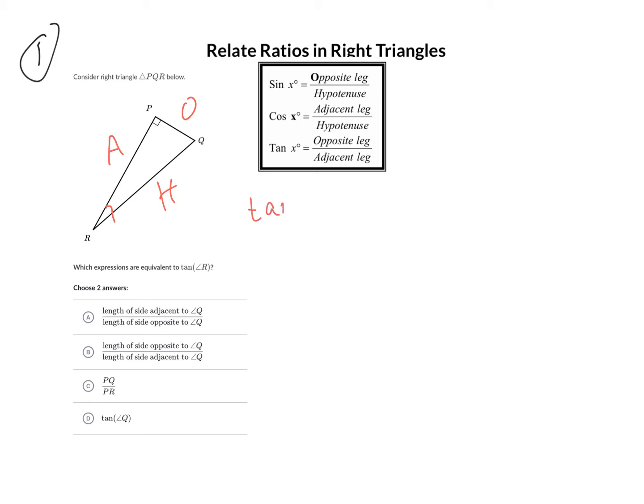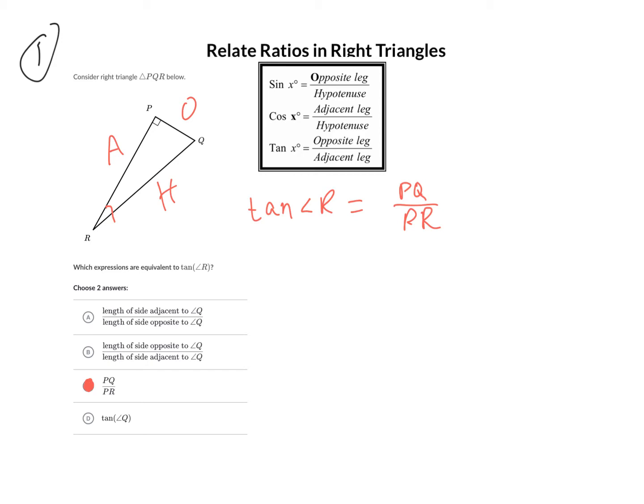Tan of angle R would equal, we look up here, tangent is opposite over adjacent, so that's side PQ over adjacent is PR. So PR. So I see PQ over PR, right there is one answer. Boom.